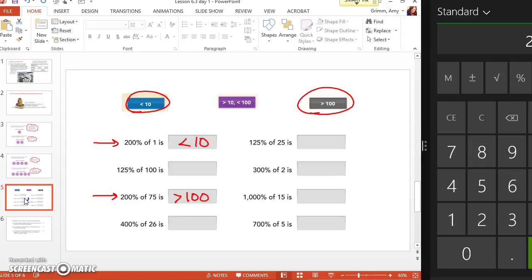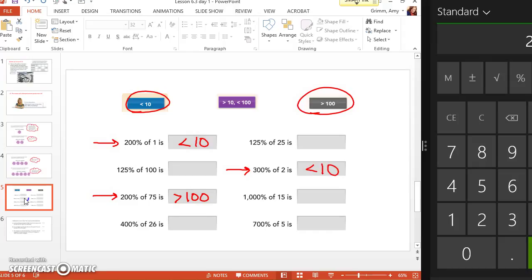All right, let's see here. Let's just move it on up. What do you guys think 300% of 2 is? 6, right? Because 100% of 2 would be 2, and then 200% would be 4, and then 300% would be 6. So this would be less than 10.